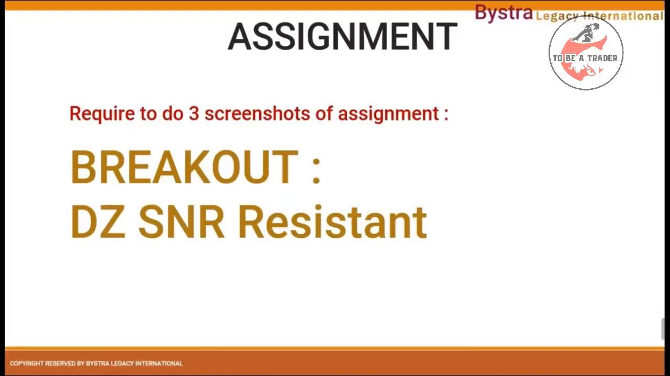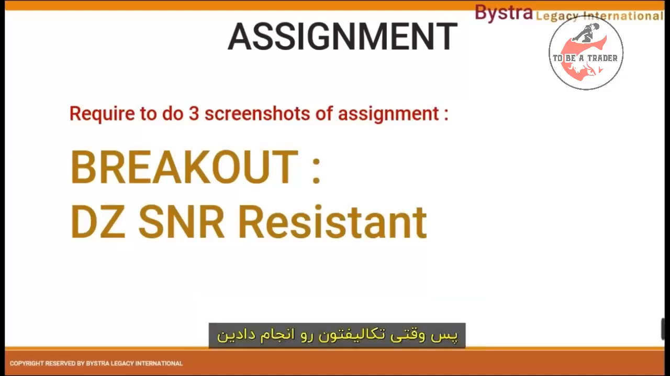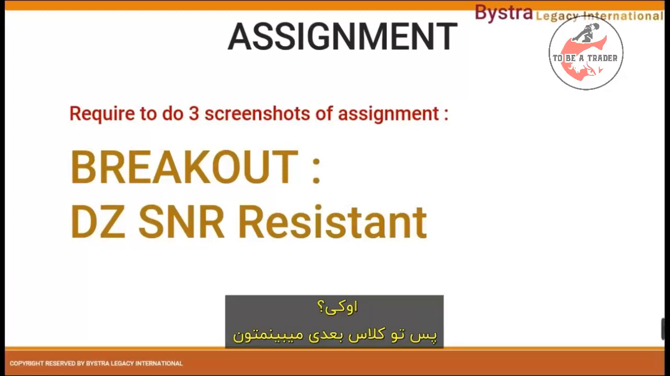Like I said, the simplest assignment you need to do is just look at the daily time frame breakout at the H4 time frame. Once you are done with your assignment, save it in a folder. At the end of the course, you can submit it later on. Okay, so see you at the next class.